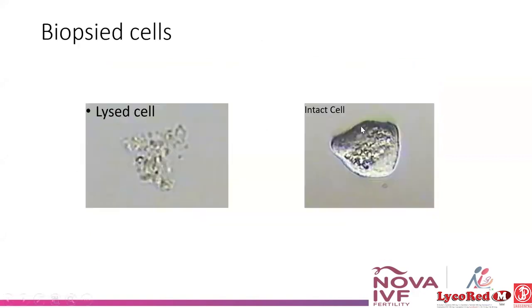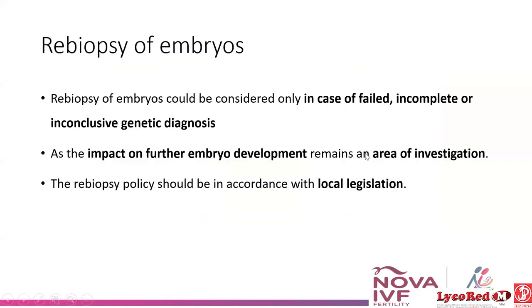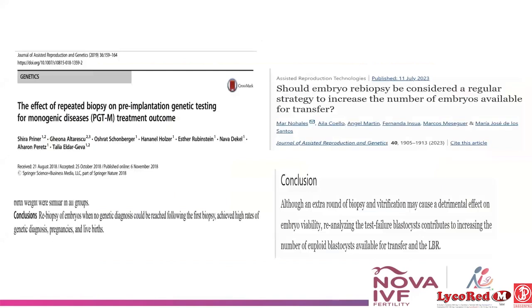These are the live cells. These are the intact cells. Target the intact cells to get DNA. Rebiopsy of the embryo in case of a failed, incomplete, or inconclusive genetic diagnosis. We have to do the rebiopsy of the embryo. We too have experience with rebiopsy of the embryo, and there is lots of literature available that rebiopsy is not going to affect the embryo if you are an expert in biopsy.